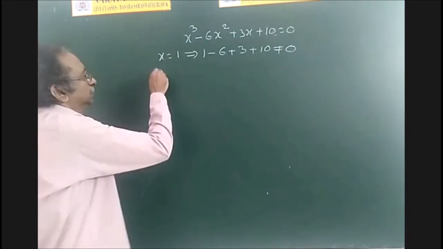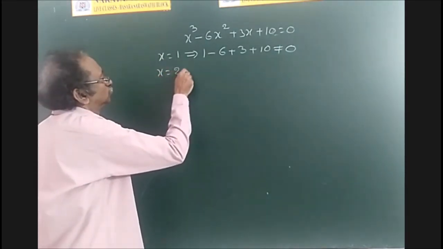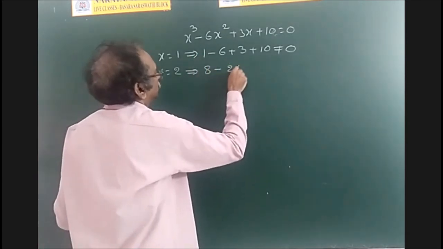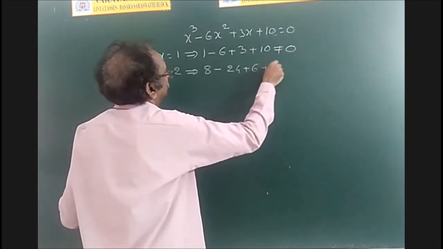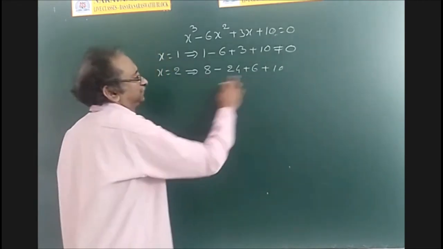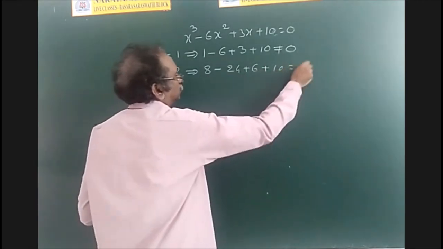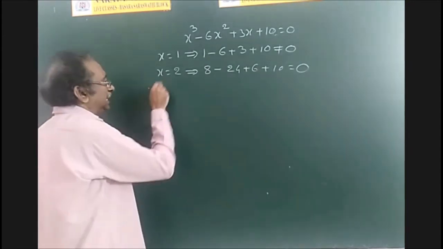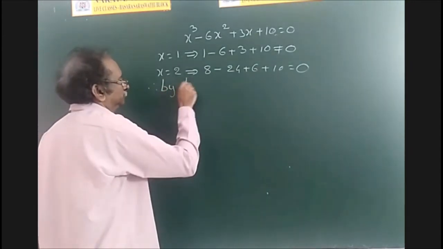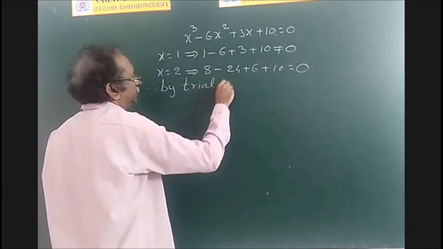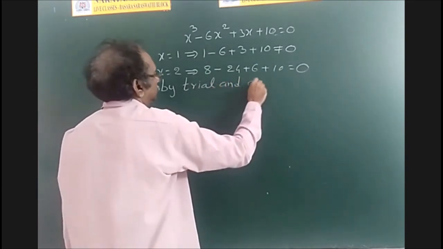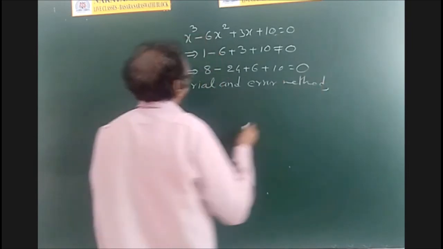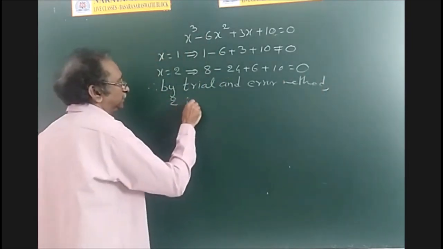So not a solution. So put x is equal to 2. 8 minus 24 plus 6 plus 10. 6 plus 10 is 16, 8 plus 16 is 24, 24 minus 24 is 0. And therefore, by the trial and error method, so 2 is a root of the equation. In an objective examination, you need not write this sentence.